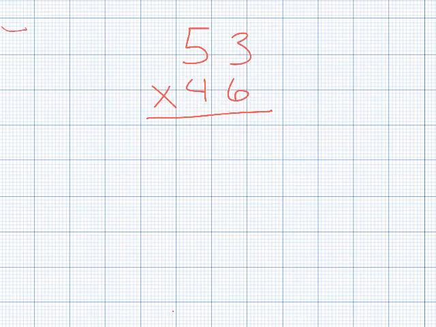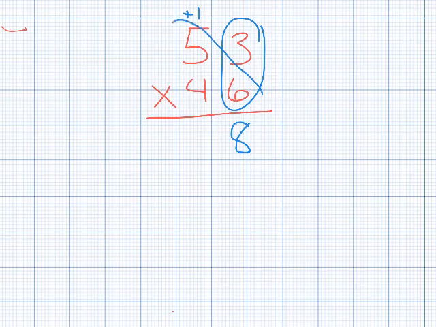Okay, so we will start with the problem 53 times 46. And we start the same way we do with 2 by 1s. We'll go ahead and multiply the 1s column. 3 times 6 is 18. We regroup the 1 up here, and I'll put plus 1. Then we come down, and 6 times 5 is 30. 30 plus 1 is 31, and we write that down.